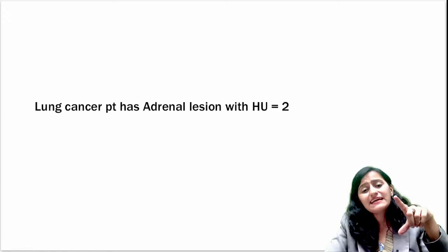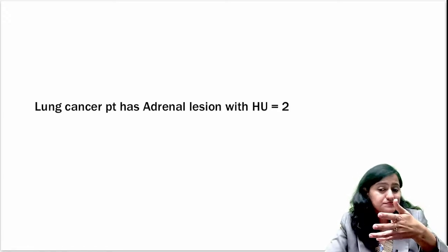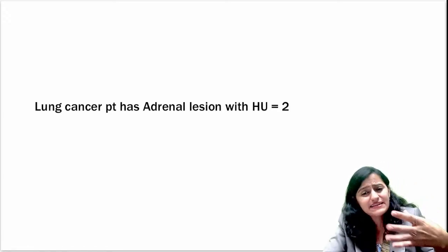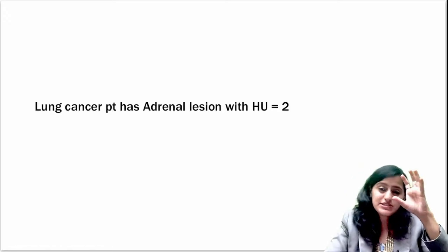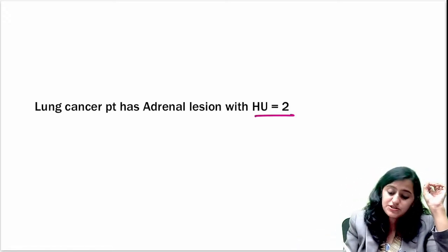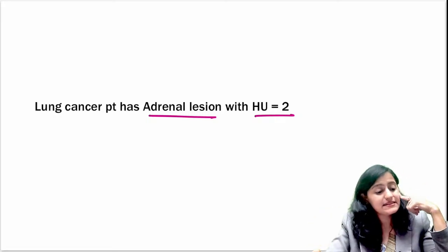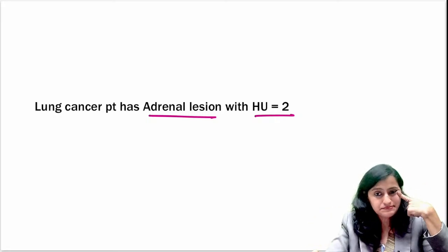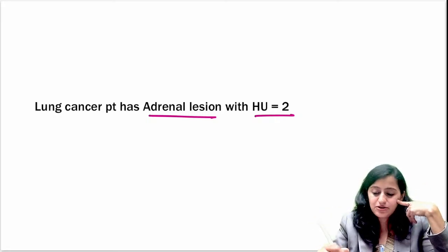If you have a lung cancer patient who has an adrenal lesion, you know that in lung cancer, adrenal mets are very common. So there's a patient of lung cancer, you are seeing an adrenal lesion, the HU value of which is 2. Then what is the diagnosis in that case? What is the diagnosis in that case?